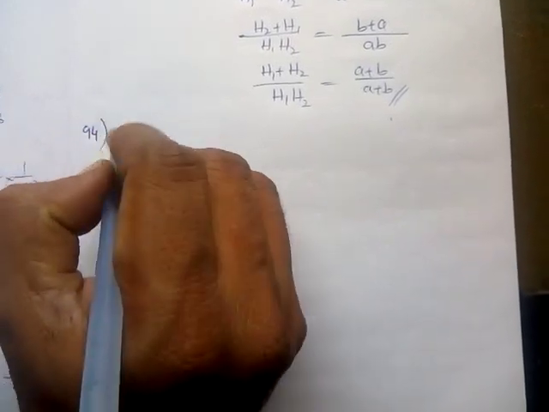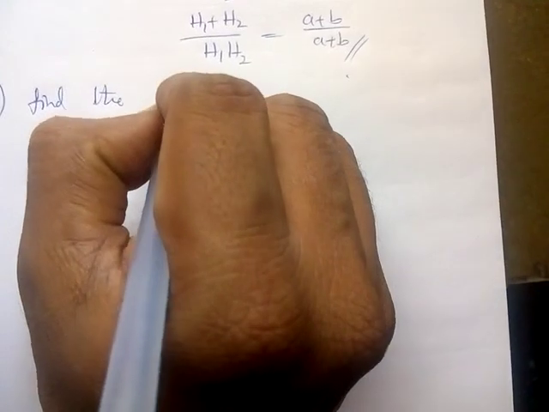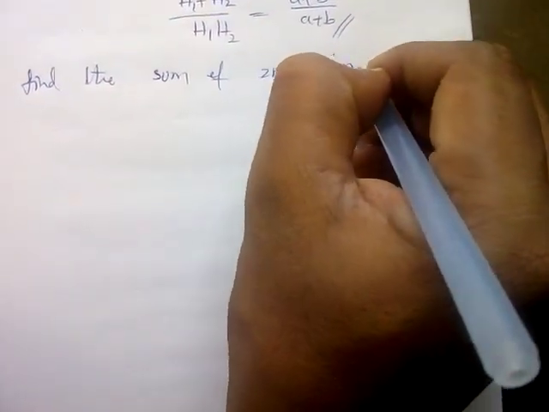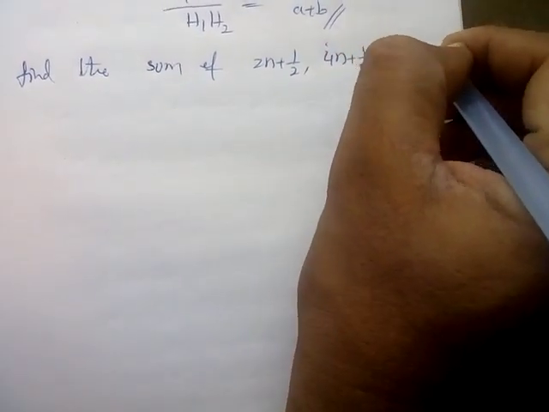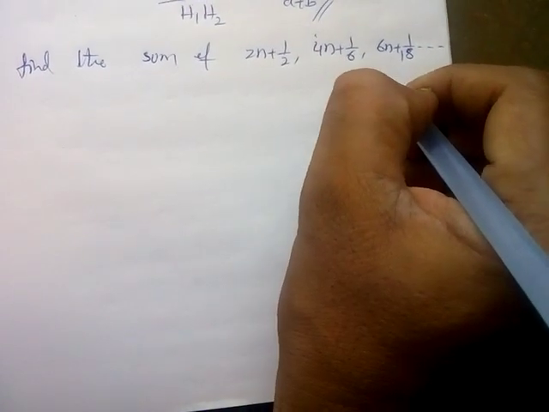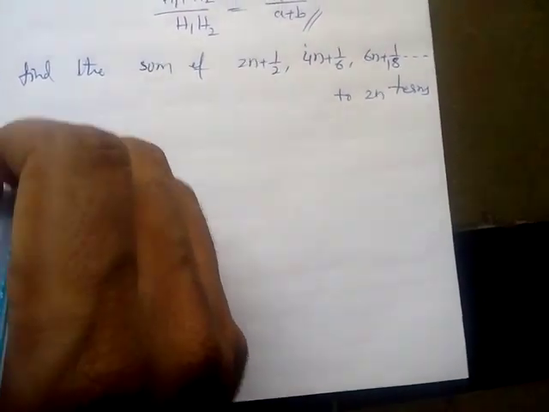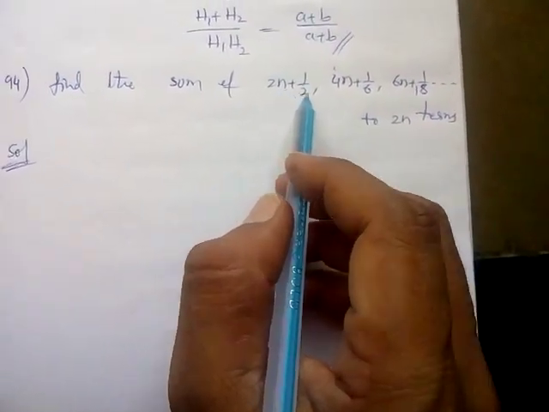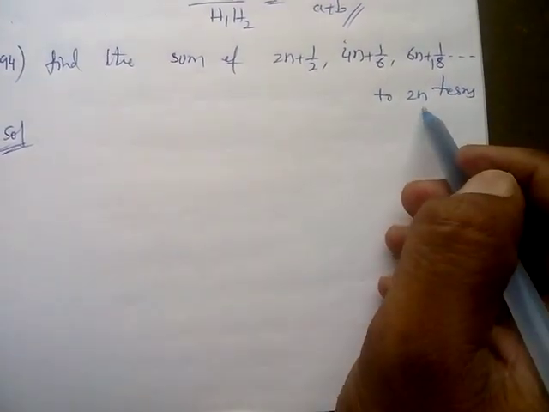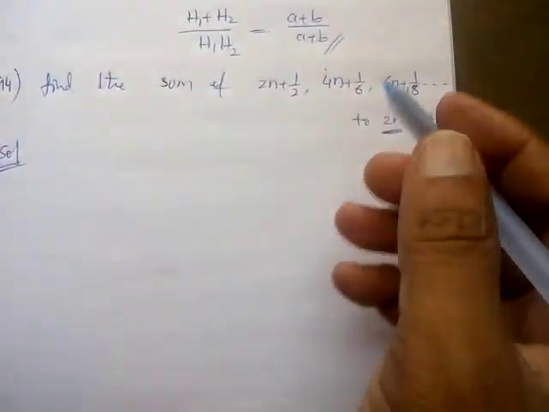Problem 94. Find the sum of (2n plus 1) by 2, (4n plus 1) by 6, (6n plus 1) by 18, and so on to 2n terms. Solution. Here, generally it asks for n terms, but in this question it asks for 2n terms. So find the sum of 2n terms.